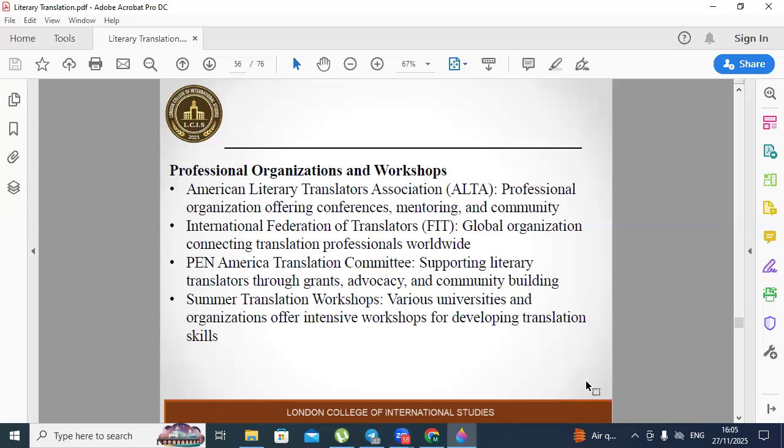Professional involvement is crucial. Joining organizations, attending conferences, participating in workshops connects you to the translation community, provides continuing education, and builds professional networks that lead to work opportunities and collaboration. Do not study translation in isolation. Engage actively with the professional community.